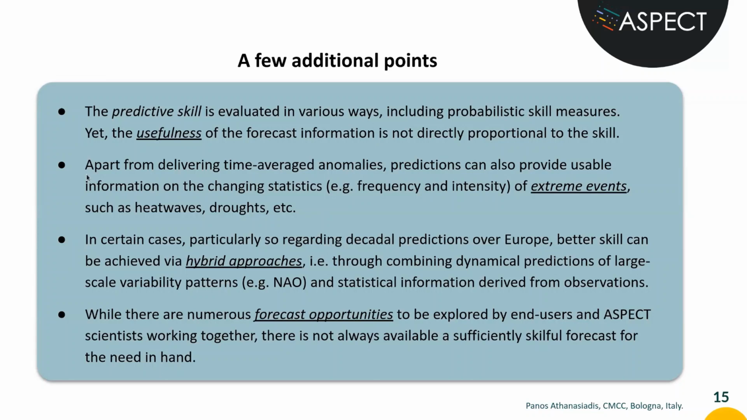And then apart from delivering time average anomalies, predictions can also provide usable information on the changing statistics, for example, frequency and intensity of extreme events, such as heat waves, droughts, and this can also be useful for developing services. In certain cases, particularly regarding decadal predictions over Europe, better skill can be achieved via hybrid approaches, and by this I mean combining dynamical predictions of large-scale variability patterns, such as the NAO, the North Atlantic Oscillation, together with statistical information derived from observations.